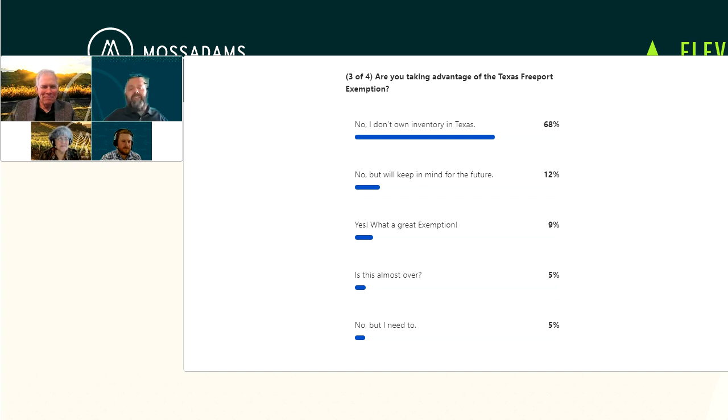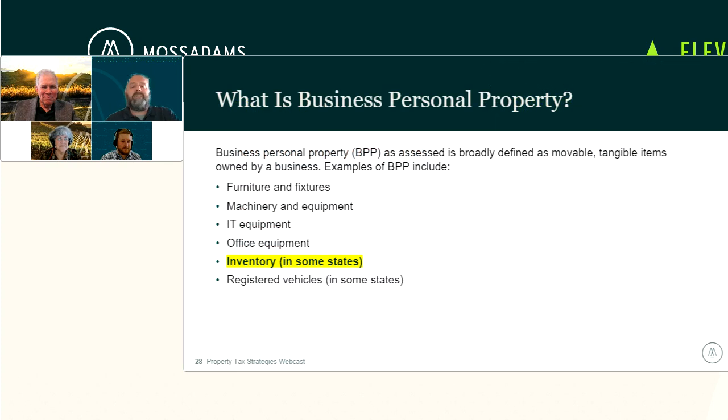Let's talk about this, and just kind of going off of what Jacob had said before, business personal property, not just in Texas, but in states that assess it. And there are 39 states that do assess it across the country. It's broadly defined as, think movable, tangible items, as the list showed you here. Even I like the last bullet, registered vehicles. People are like, gosh, man, don't we pay DMV fees? Yeah, in some states you also pay property tax on your registered vehicles for a business. In Texas, we do that.